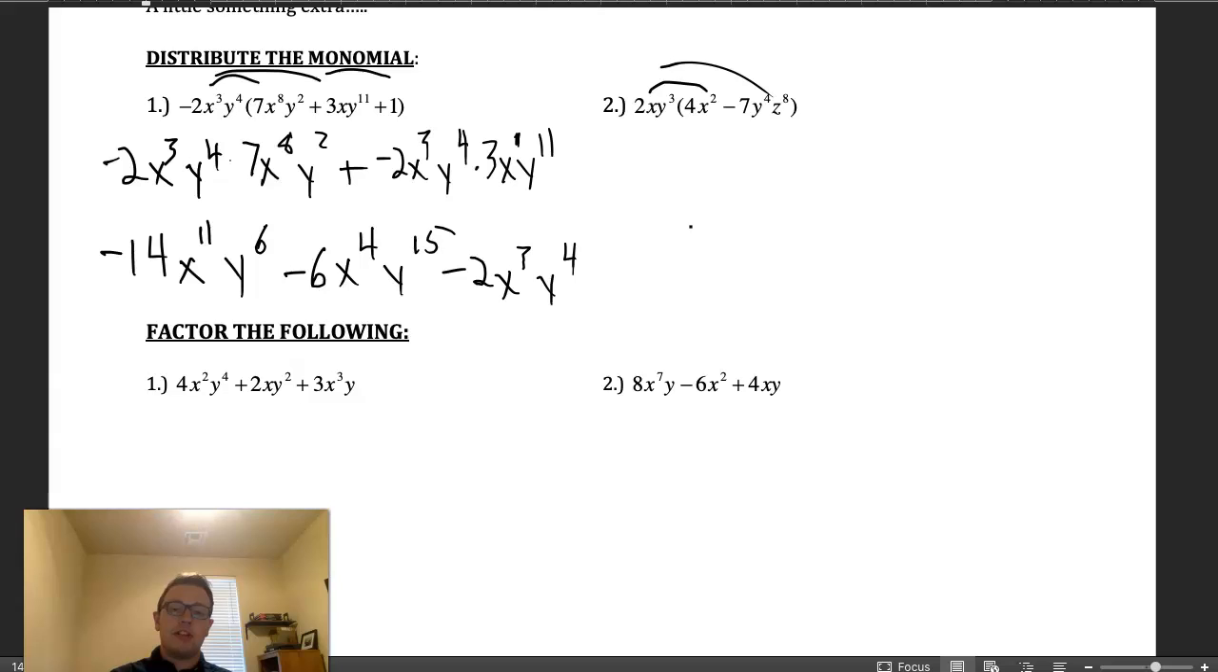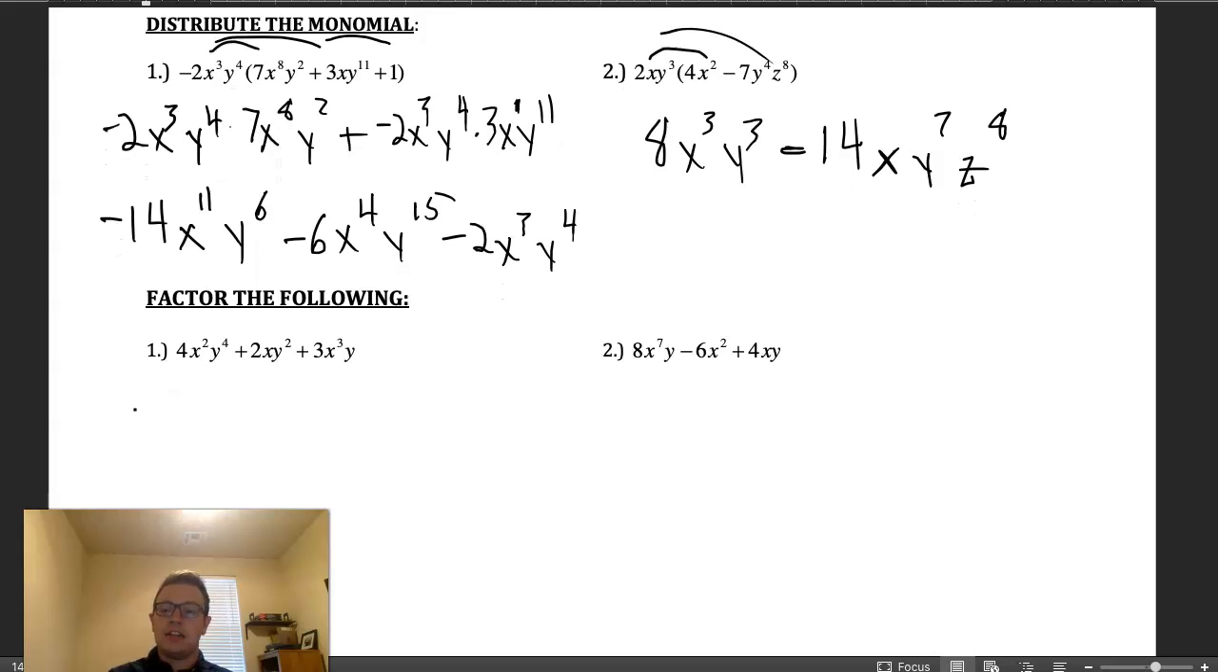For this one, when we distribute it in, we get 2 times 4, so that is 8. X to the 1 times x squared will be x to the 1 plus 2, or 3. And we have nothing to attach y to, so y stays by itself. Then we'll have minus 2 times 7 will give us 14. We have nothing to have x attach onto, so it's going to be by itself. We have 3 y's and we have 4 y's, making that 7 y's, z to the 8th.